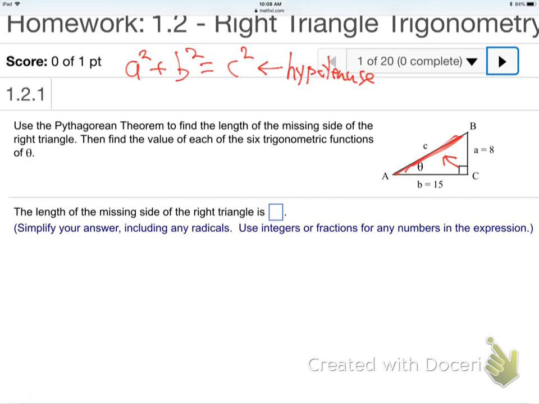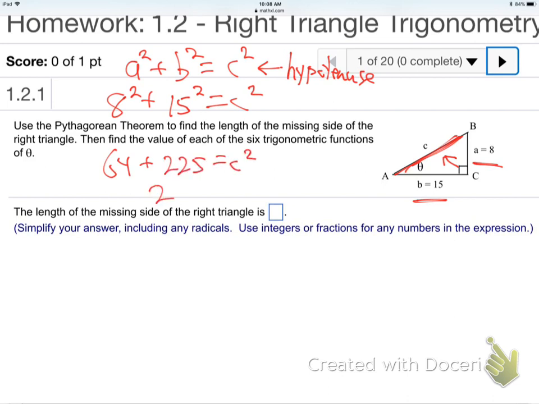You've done that in algebra, right? A and B are 8 and 15, so 8 squared plus 15 squared is C squared. What's that? 64 plus 225, is that 289? If you root it, isn't it like 17? Yeah, use your calculator. 17. So C is 17. That's the first step. The length of the missing side is 17.